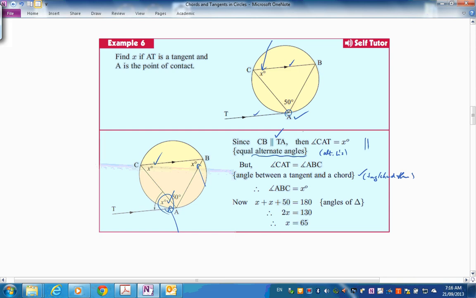Okay, so now in this triangle here, we have three angles, an x, an x, and a 50 that must come to 180, angles of a triangle. And as I was saying to you before, you could just put angles of a triangle. And so 2x equals 130, subtracting 50 from both sides, and then dividing by 2.